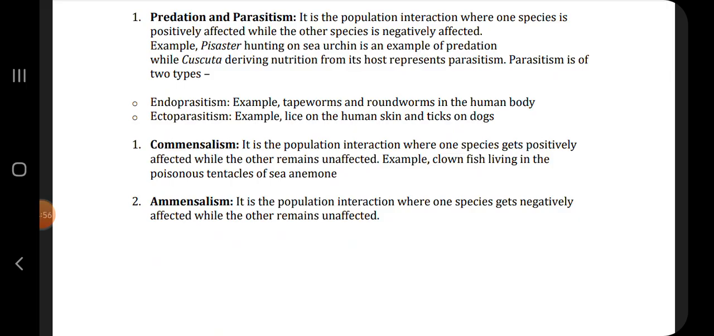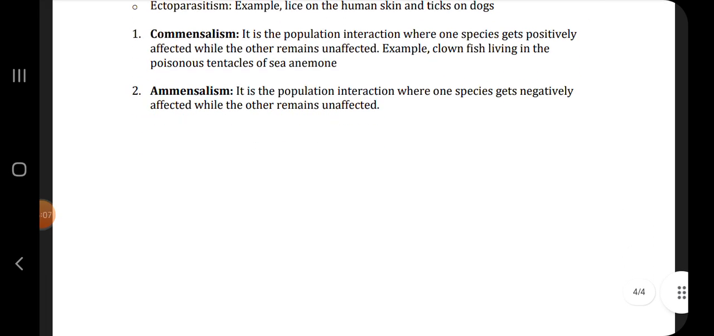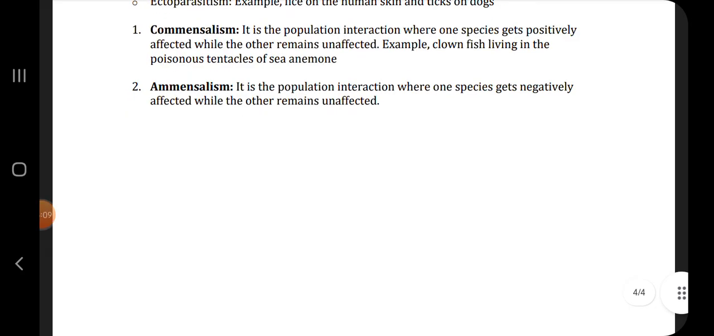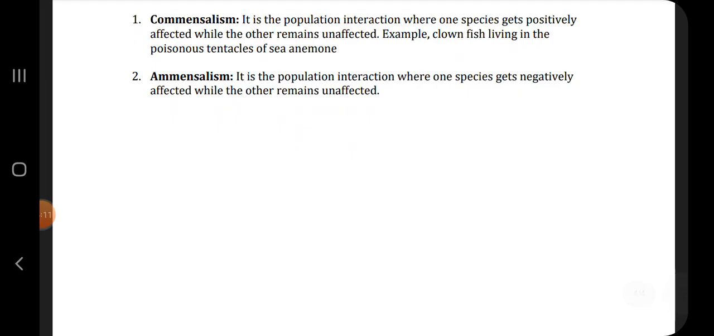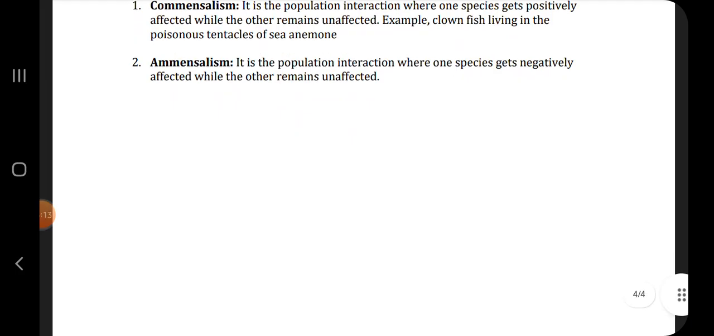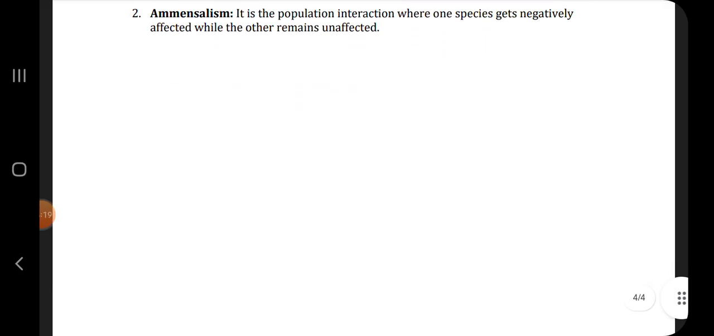Parasitism is of two types, endo and ecto. Endo example is the tapeworm and roundworm in the human body, and ecto, lice on the human skin and ticks on the dog. Commensalism is the population interaction where one species gets positively affected while the other remains unaffected. Example, clownfish living in the poisonous tentacles of sea anemone. Amensalism is a population interaction where one species gets negatively affected while other remains unaffected.